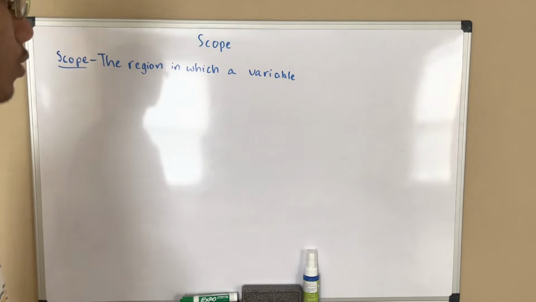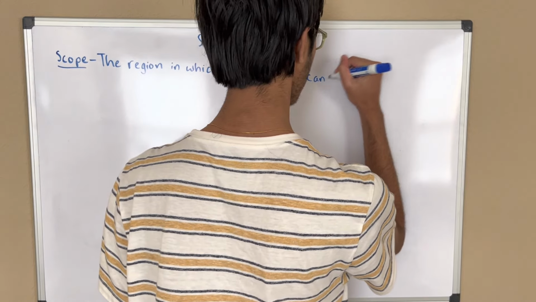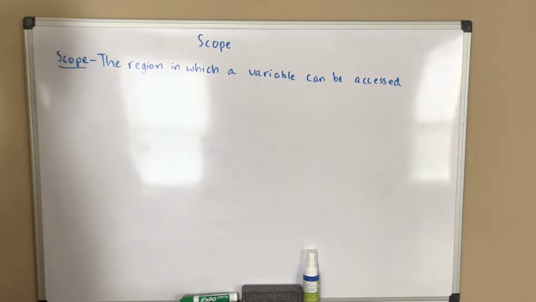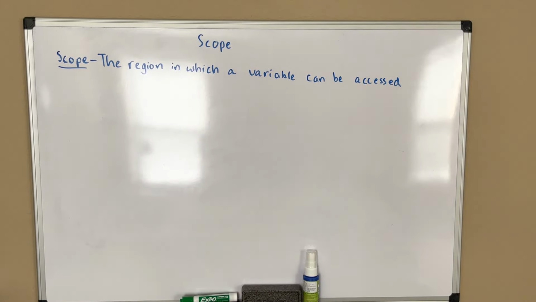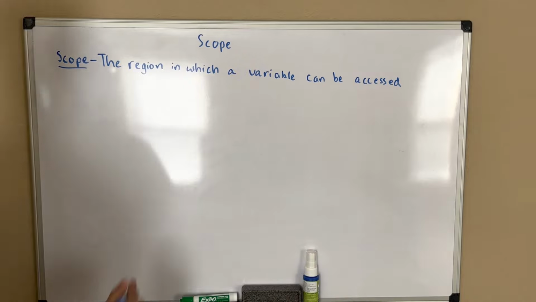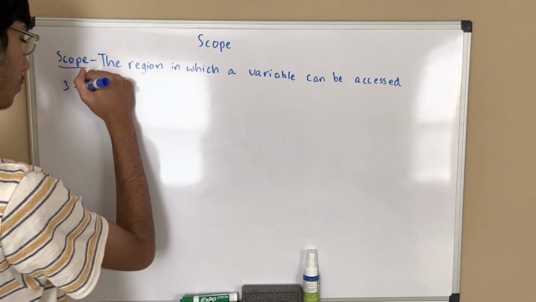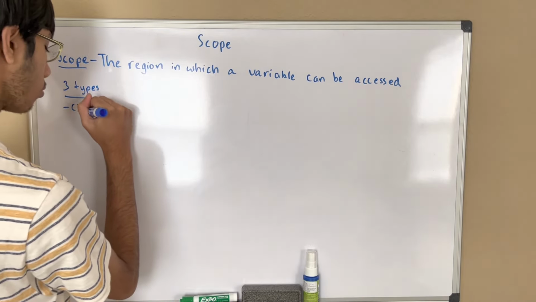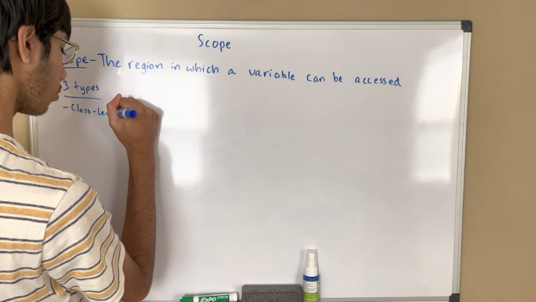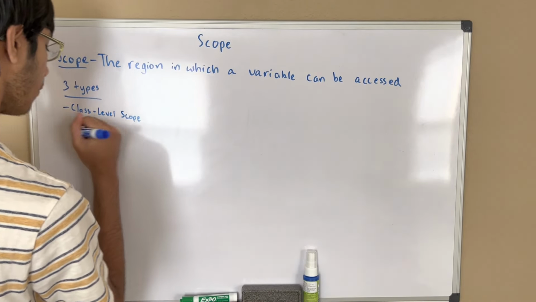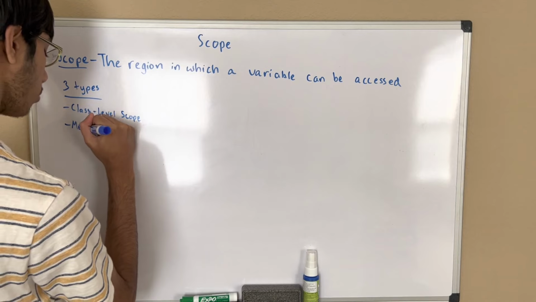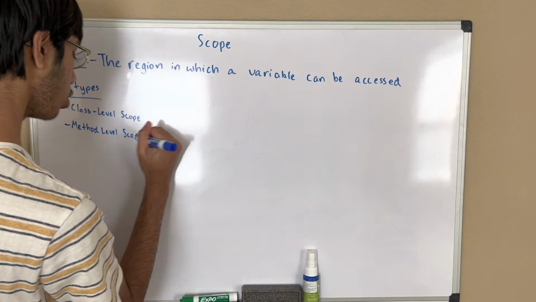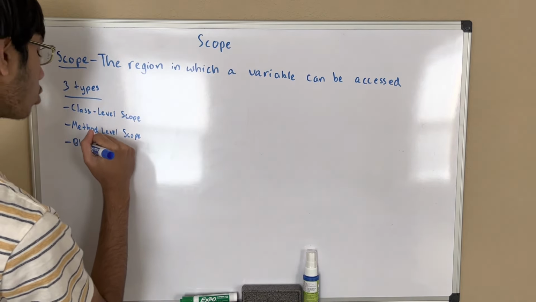Okay, so scope is the region in which a variable can be accessed. Simple definition in itself. There are 3 types. You have class level scope, you have method level scope, and then you have block level scope. This is also known as loop level scope.